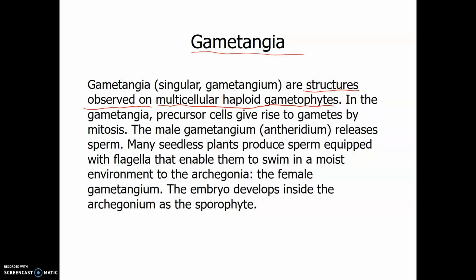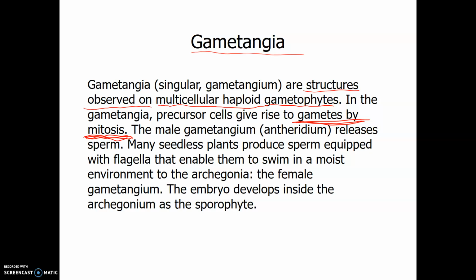But this is where it's different because the gametes are produced by mitosis, not meiosis. We learned that for humans, the gametes, the sperm and the egg, are produced by meiosis. But the gametes in a plant are produced by mitosis because the structure that produces the gametes is already haploid.